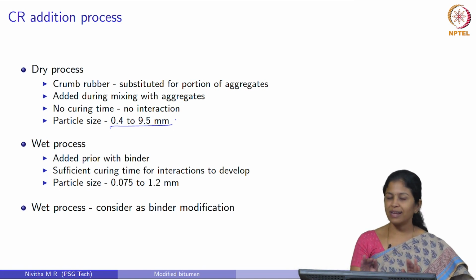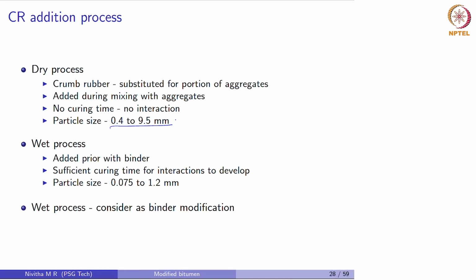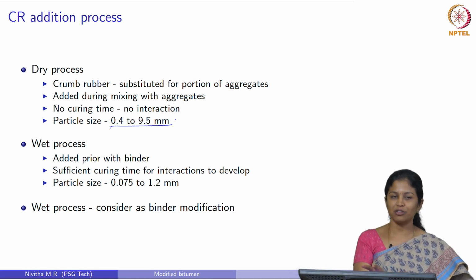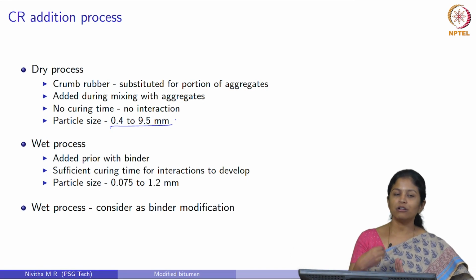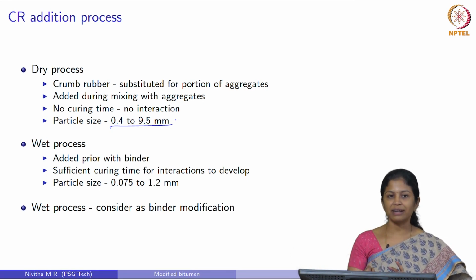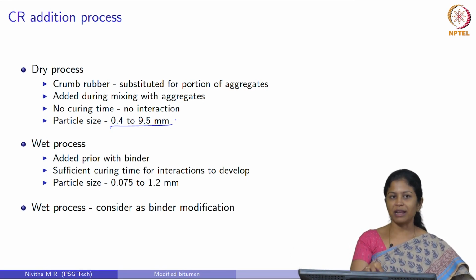There are no interactions developed here, because we said we need the lighter fractions to move into the modifier and then the physical interaction will happen. Here also there is some elastomer, in the form of styrene butadiene rubber, so it can also form some kind of physical interaction with bitumen, but in the dry process we are not giving sufficient time for the interactions to develop.